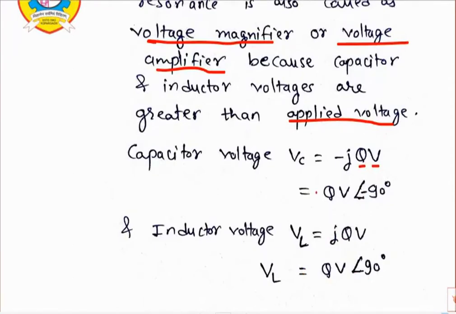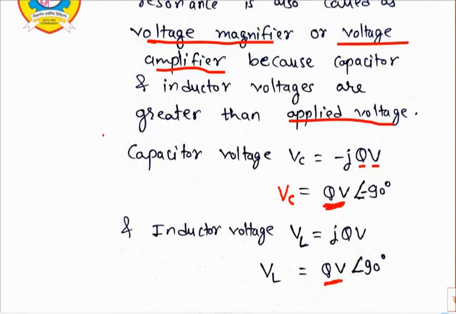So in a question, if they ask you to calculate capacitor voltage and inductor voltage at resonance, then you should use these formulas. This is the capacitor voltage at resonance only, and this is inductor voltage at resonance only. Now, if anybody asks you what is the amplitude of capacitor voltage, the amplitude is Q into V only, and this minus 90 degree is the angle. What is the inductor voltage? The amplitude of inductor voltage is Q into V only.